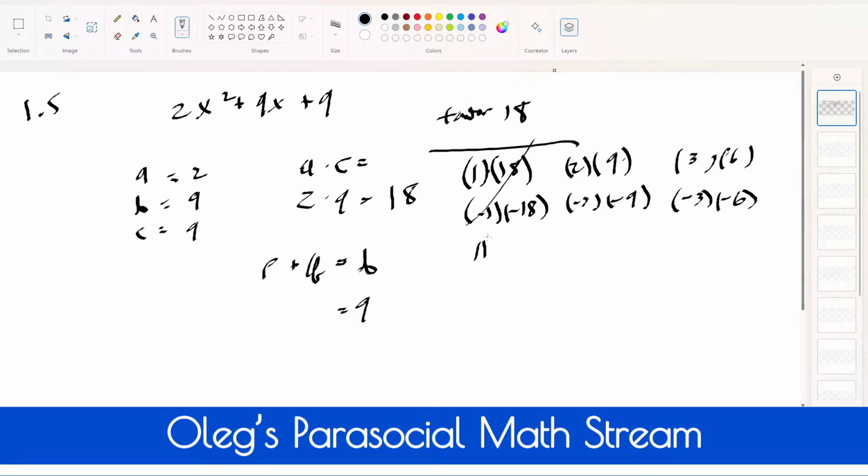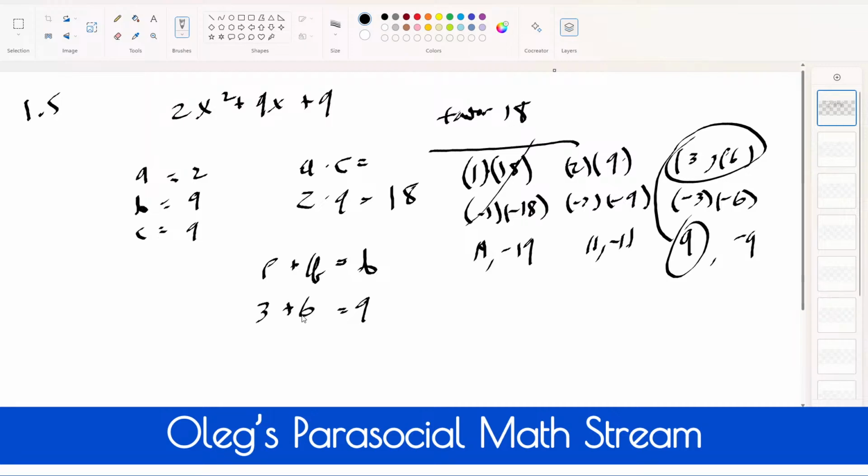So we're going to say 19, negative 19, 11, negative 11. And finally, 9, comma, negative 9. So this is the one we want, which is this one right there. So we're going to say 3 plus 6 is equal to 9. So we have assigned P and Q and A, B, and C. So now we just have to write the form.